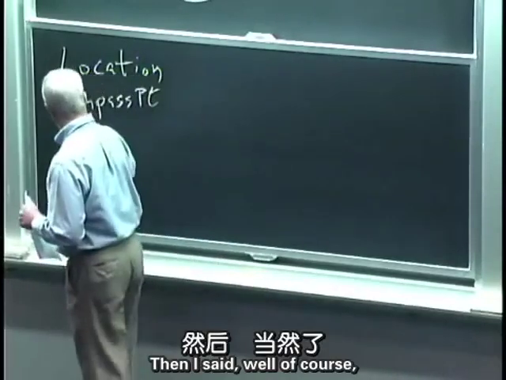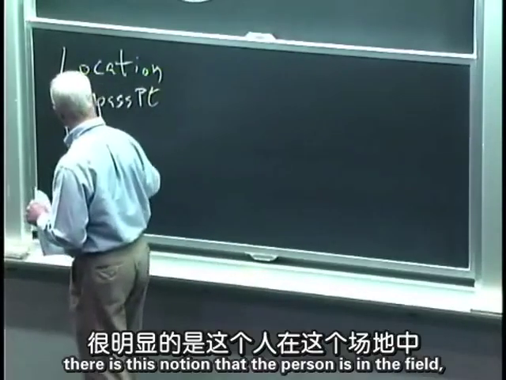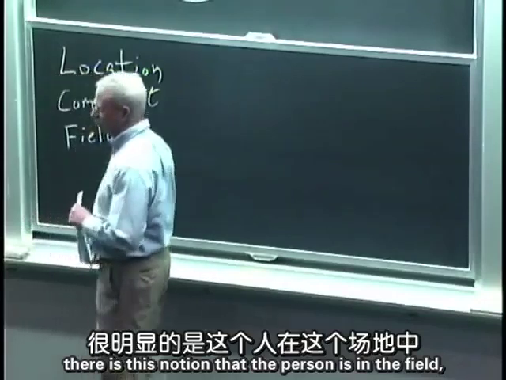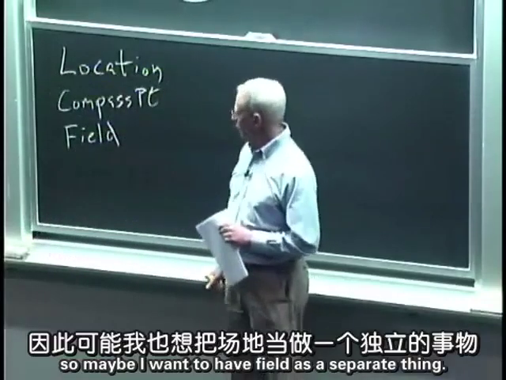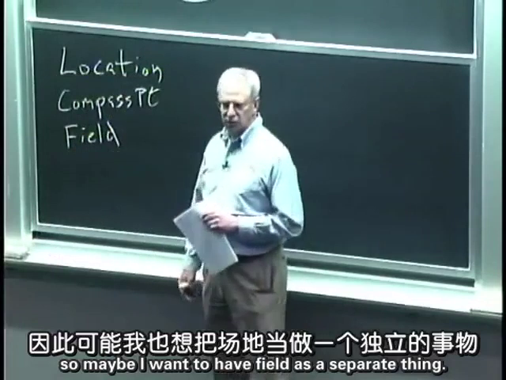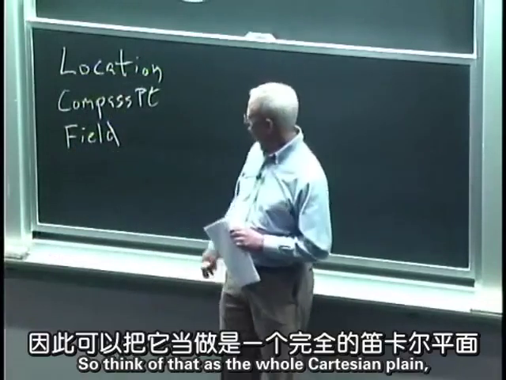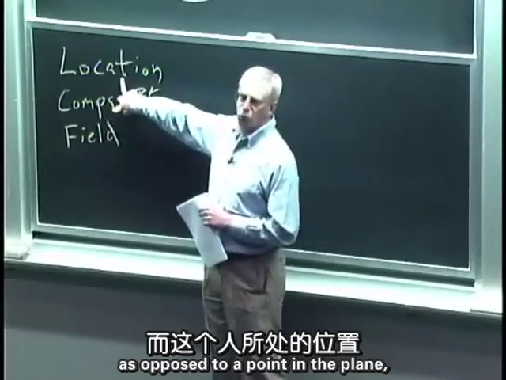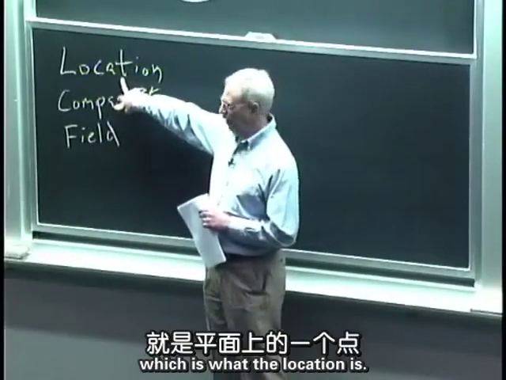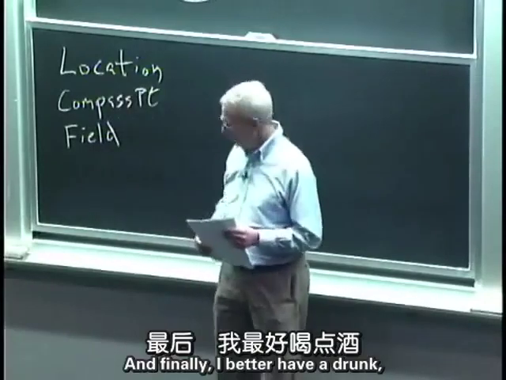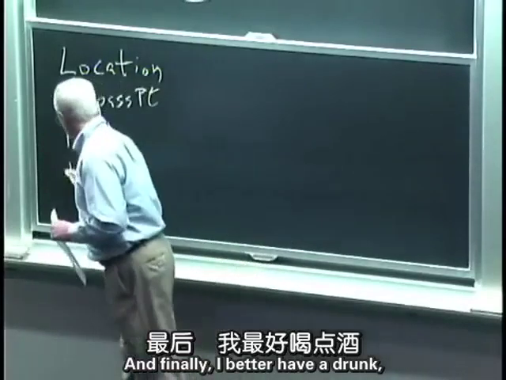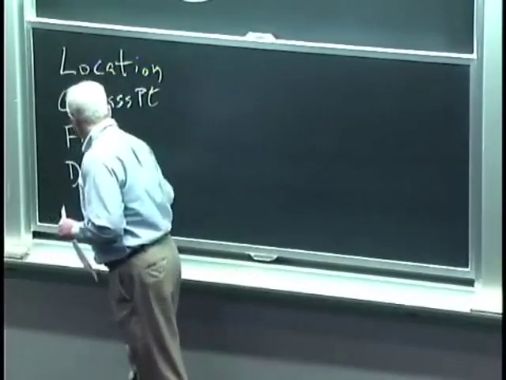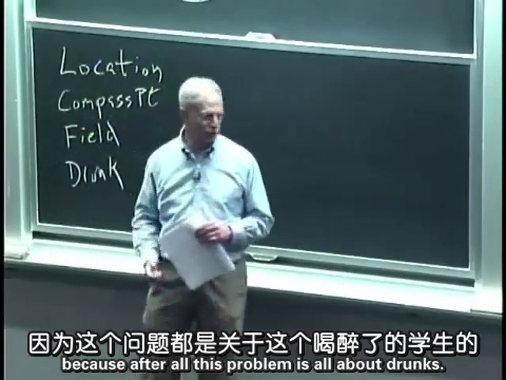Then I said, well, of course, there is this notion that the person is in the field. So maybe I want to have field as a separate thing. So think of that as the whole Cartesian plane as opposed to a point in the plane, which is what the location is. And finally, I better have a drunk, because after all, this problem is all about drunks.